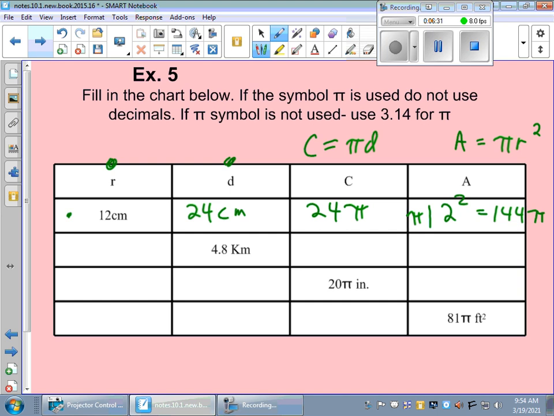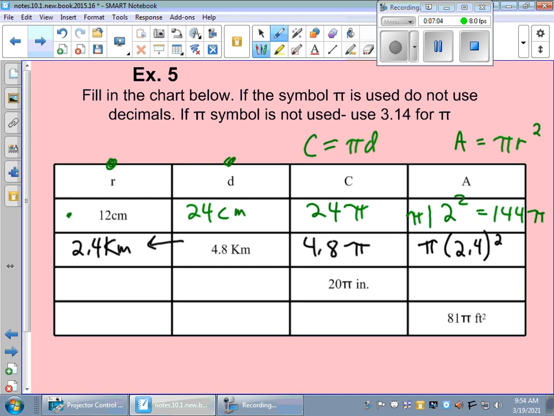The next one here, they give us the diameter. So if we're going to go from diameter to radius, we're going to divide by 2, 2.4 kilometers. So that's how we get that way. I would go that way first. To go from diameter to circumference, we're going to go 4.8 times pi. And then to get the area, we're going to go pi times 2.4 squared. And again, whether we leave it like that or you can obviously expand it and get decimals and things like that from there.